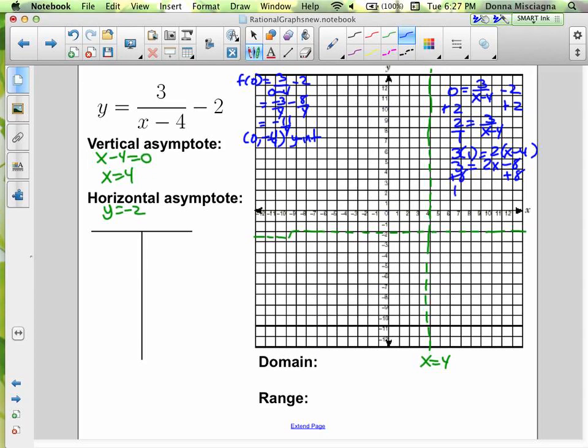So 11 equals 2x. Divide by 2, 11 halves is the x-intercept. So that would be the point 11 halves, 0 is the x-intercept.